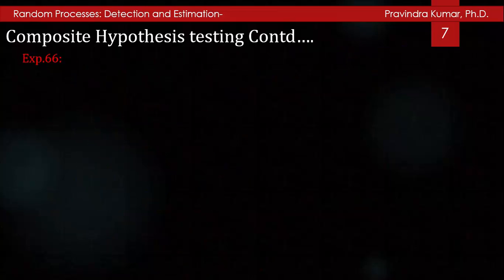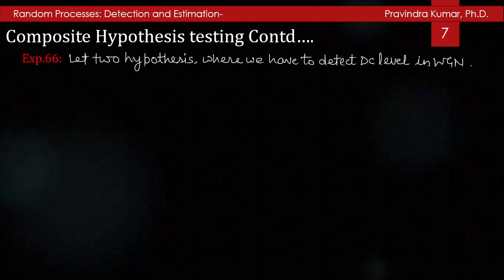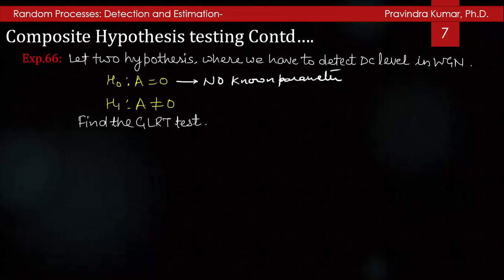Now take another example, where we have to detect a DC level in white Gaussian noise. Hypothesis H0 corresponds to A equal to 0 and H1 corresponds to A not equal to 0. So from here you can see that there is no unknown parameter under the H0 hypothesis. So find the GLRT test.